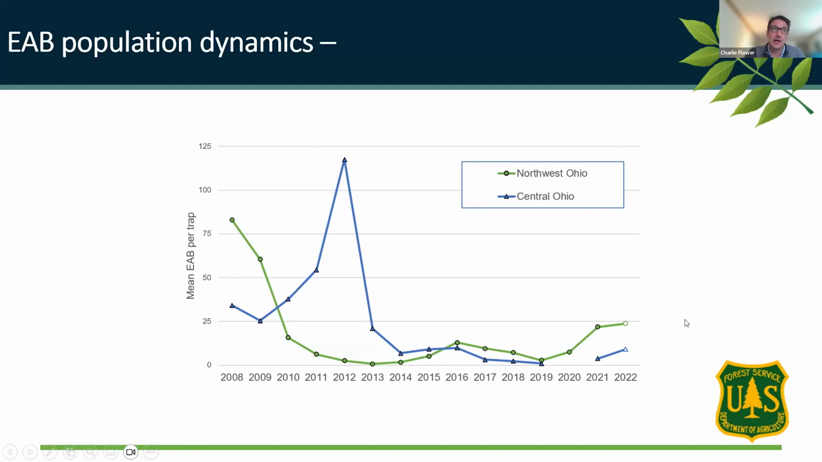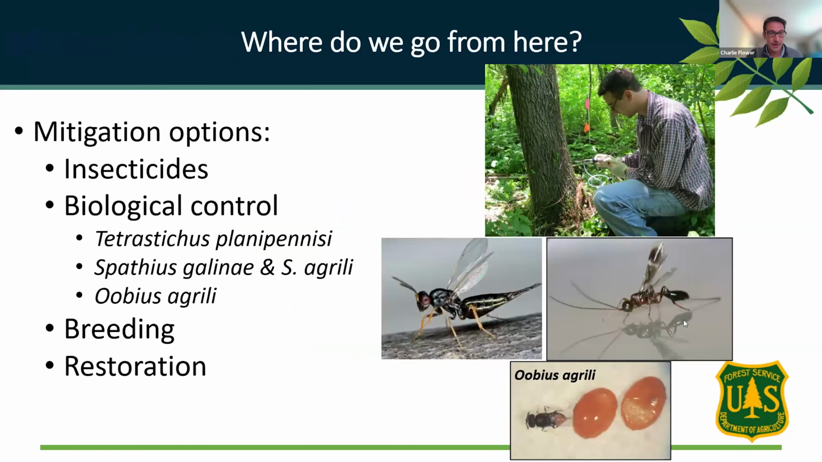So one of the things to just be aware of is that these results kind of indicate EAB is able to persist in these systems. And so one of the things we don't really know is how we enter this next phase as ash is recruited, whether or not EAB is going to persist as a secondary forest pest as it does in its home range, or if it's going to continue to eradicate the species. So where do we go from here? We've got a couple mitigation options. We can use insecticides. We can tinker with some biological controls, or we could undertake some breeding opportunities and selective breeding, or we can simultaneously conduct some restoration activities.